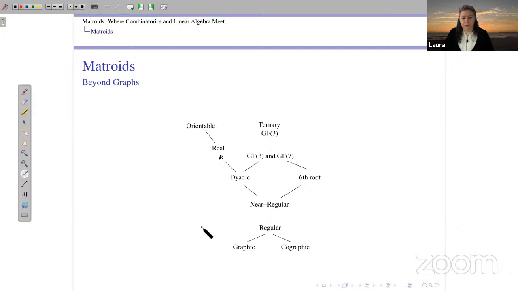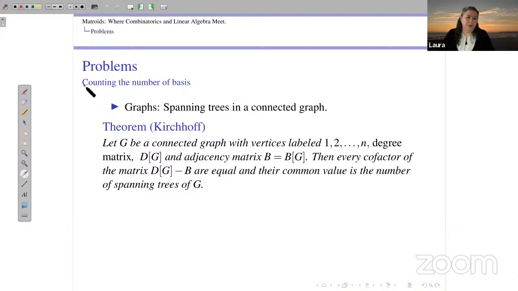So I want to just mention a couple of problems, some of my favorites. The first one seems like a very simple problem. It's the problem of counting the number of bases. So imagine that I'm working this problem for graphs. What I'm trying to do is to count the number of spanning trees in a connected graph. Well, that's a well-known problem that has an easy solution. Kirchhoff came up with this solution. So it's been around for a while, when he was doing electrical networks.